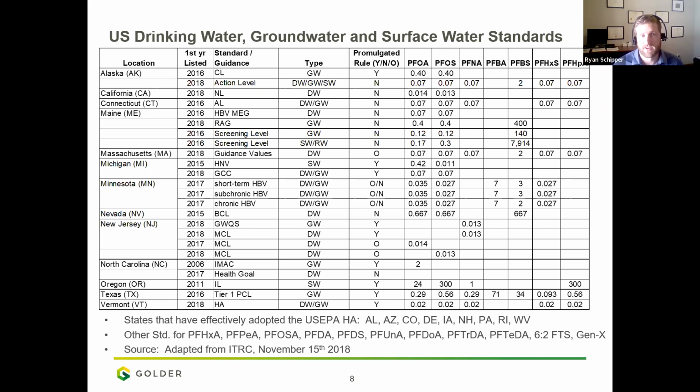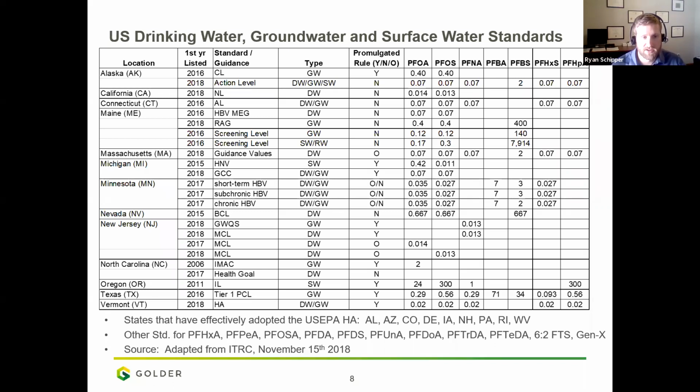I'll draw attention to some of the low limits in California. You can see all of these values are actually in parts per trillion. So California there, the 13 and 14 parts per trillion. Michigan also has some very low standards, New Jersey and Vermont. So these are the states here that have different standards.